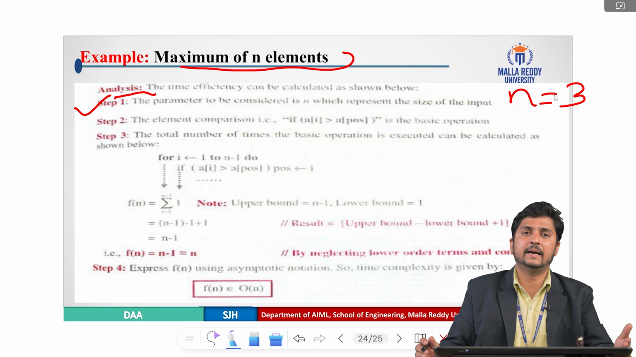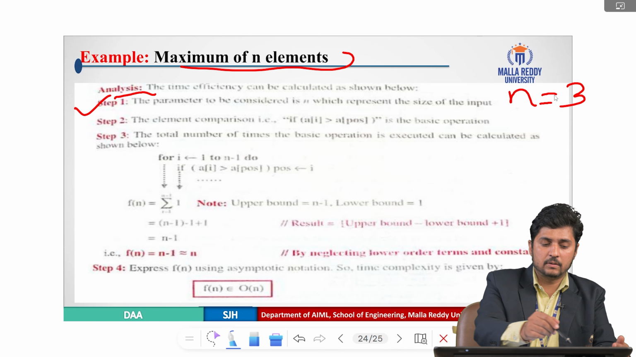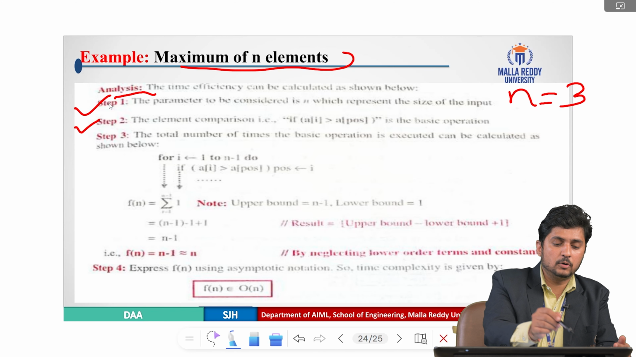So more than that, additionally we do not have any other parameters apart from an array. So that is all with respect to step number 1. Now coming to step number 2.